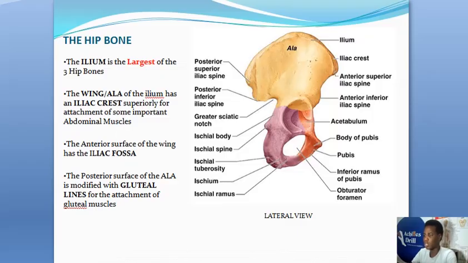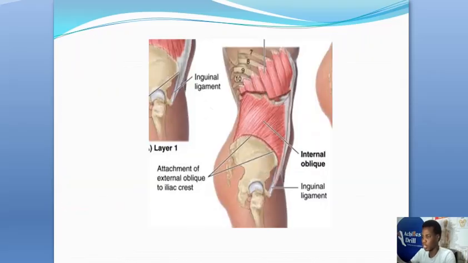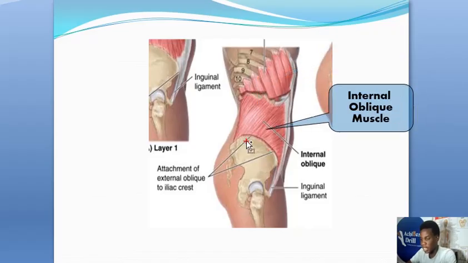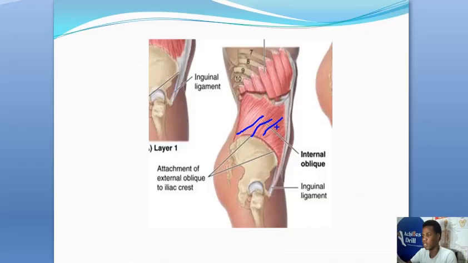Here is a picture showing some important abdominal muscles inserting or taking origin. For example, the external oblique muscle, which is cut short right there, continues downward and inserts on the iliac crest, while we have the internal oblique muscle right here. They take origin from the iliac crest. So that part of the ilium, the iliac crest, is very important.